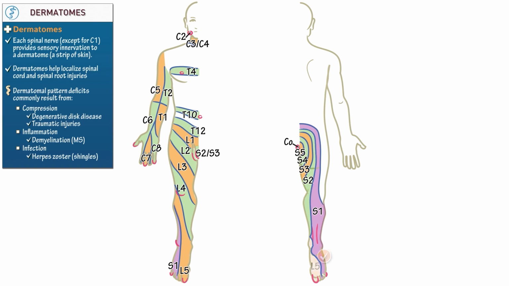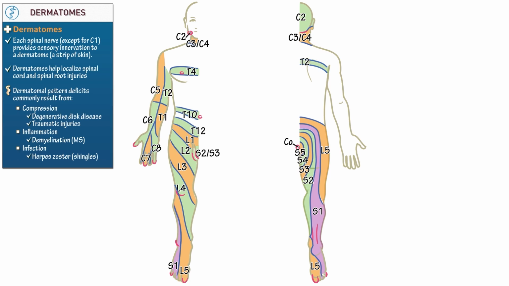Now show that L5 covers the great toe along with the medial plantar foot, and that it also covers the lateral posterior thigh and lower back. Show that C2 covers the back of the head, C3 and C4 cover the posterior neck, and T2 to L5 cover the upper back to the buttocks.